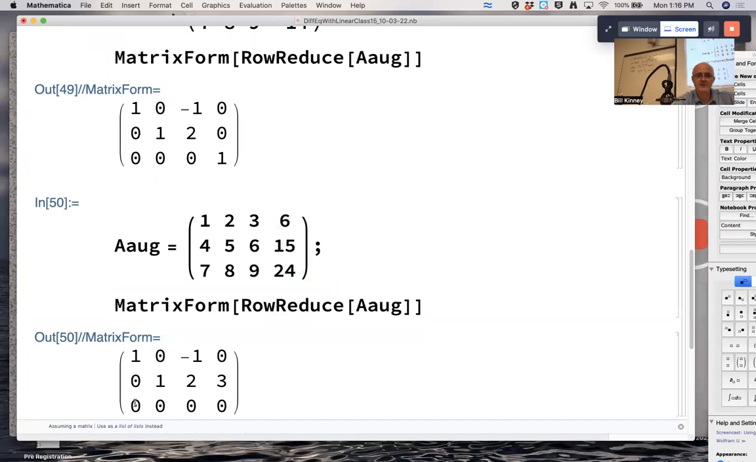Yep, row of zeros now. There's a free variable. Z is still a free variable. X would still equal Z. Y would be negative 2Z plus 3. And Z would be free, arbitrary. The solution set would be an infinite set. There's actually infinitely many solutions.